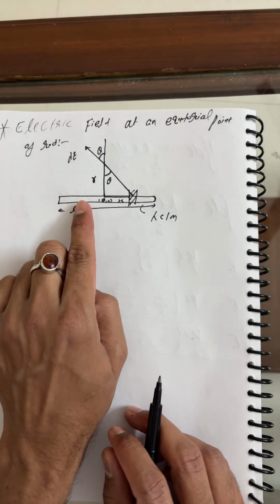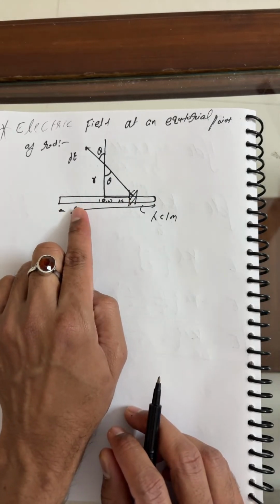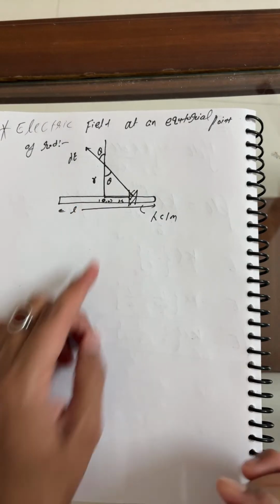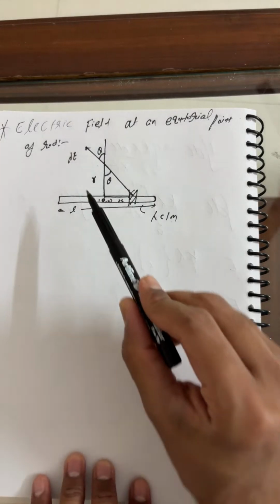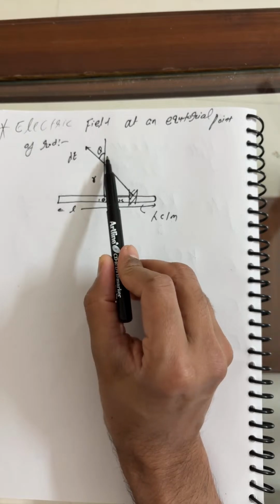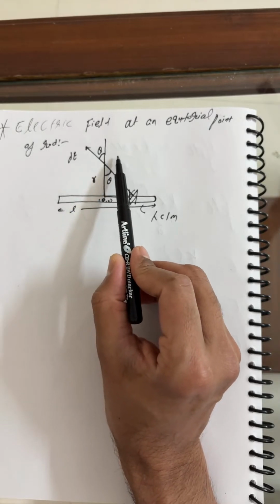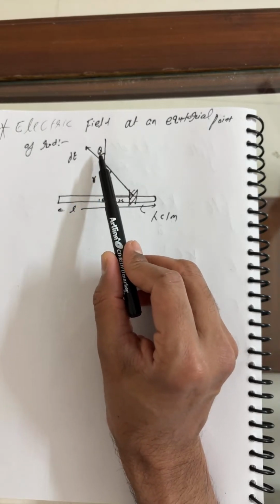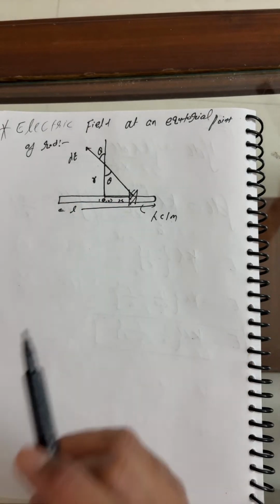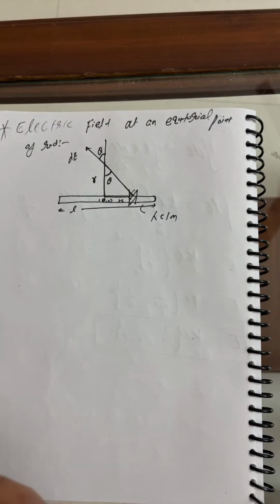Let us suppose you are considering an element from this side. Again the same thing: this is the electric field direction, and this angle is again theta. So you get dE cos theta and dE sin theta. Due to symmetry, the dE sin theta components cancel each other.